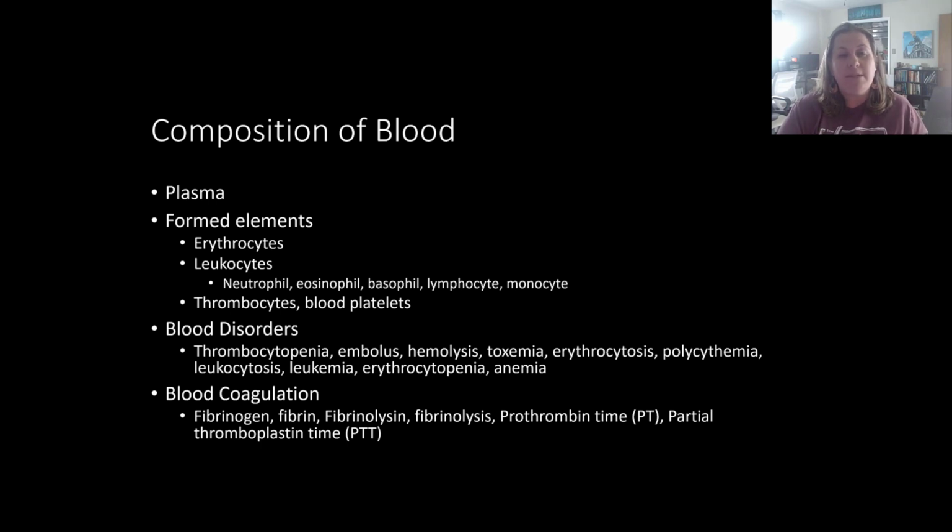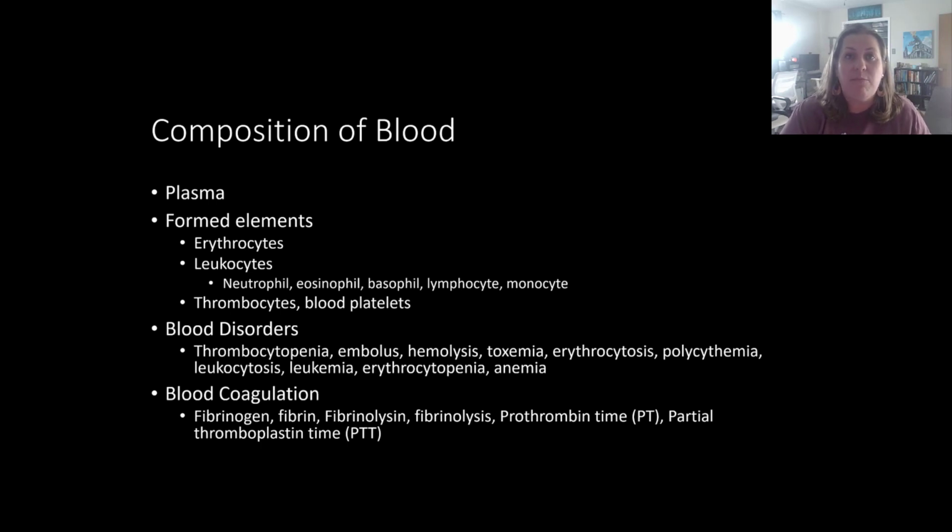Now, with these formed elements, we can have lots of different types of blood disorders. When we look at blood disorders, you have things like thrombocytopenia. That's a big word there. It means a decrease in the number of thrombocytes. So thrombocytopenia: thrombocyte is the platelets, and penia means a low or decreased number that's present. If a piece of a thrombus or a tumor or an air bubble or something travels through the blood vessel, we call that an embolus. An embolism is the presence of an embolus in a place.